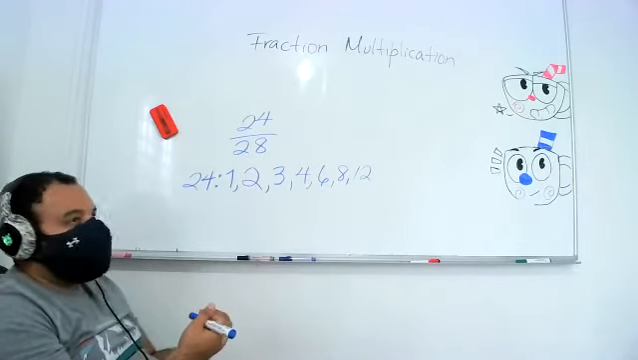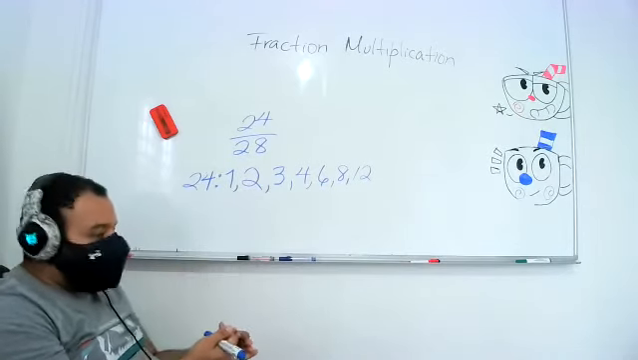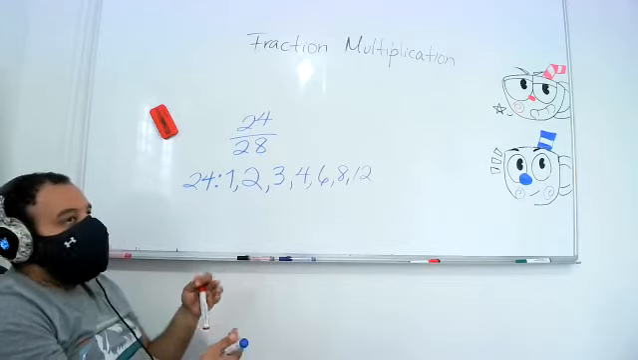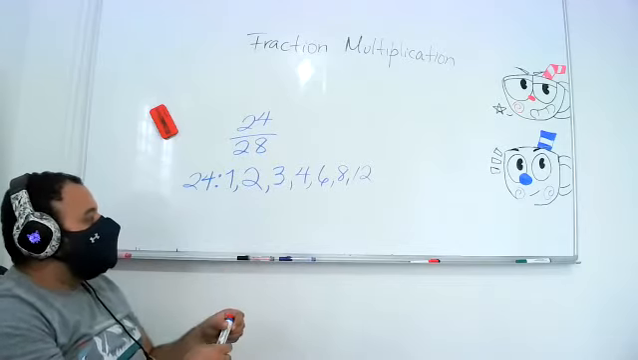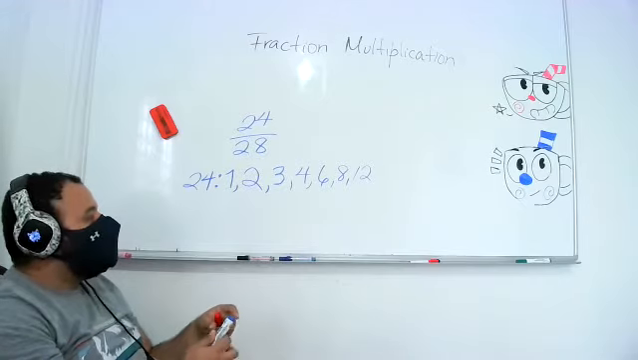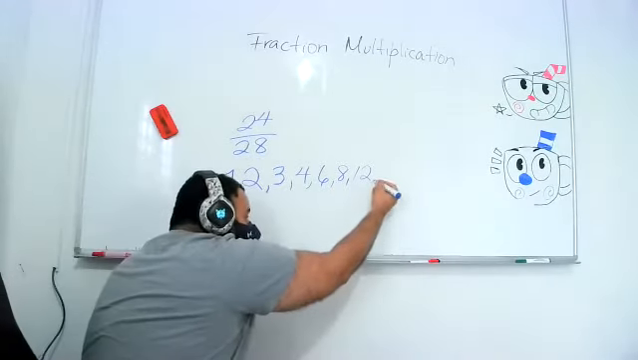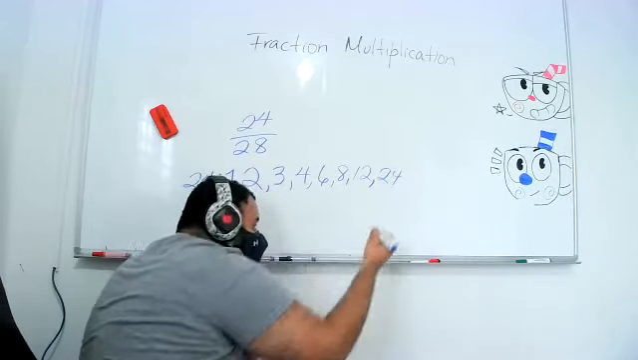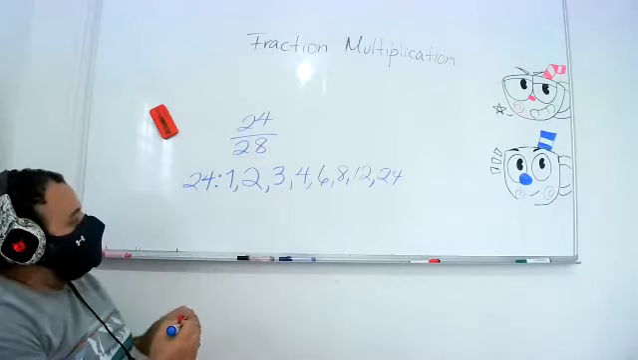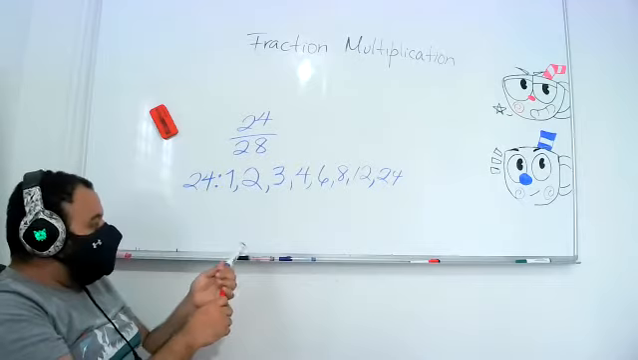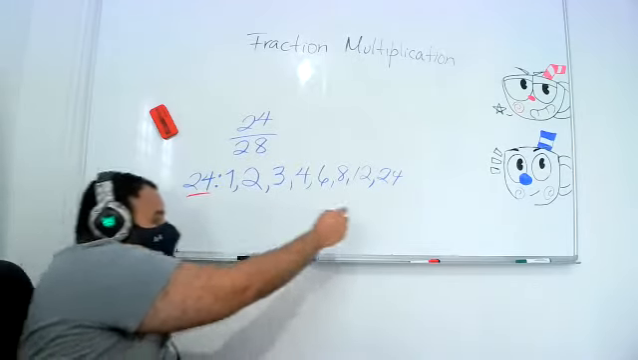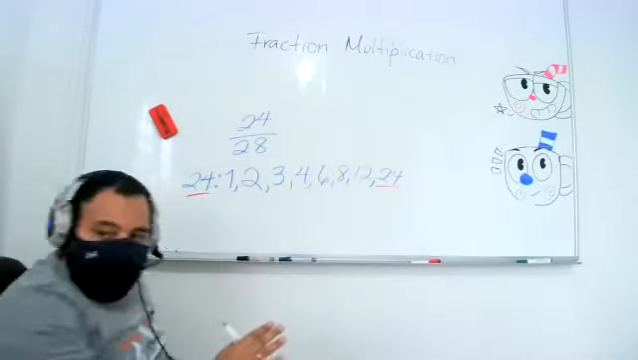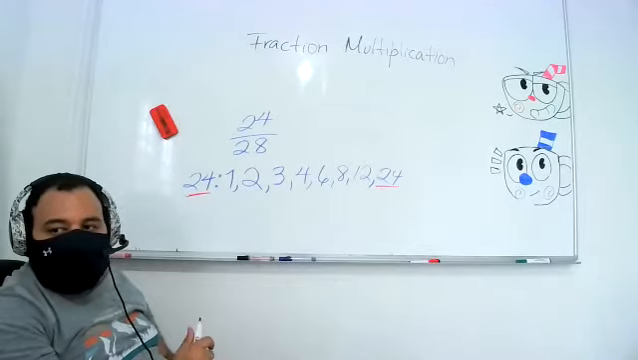Thirteen is not useful. 14 is not useful because 14 times 2 is 28. 15, no. Okay, my next option could be what? 24, because 24 times 1 is 24. So notice that when you reach the same number where you start, you finish. I finish my whole list of factors of 24.